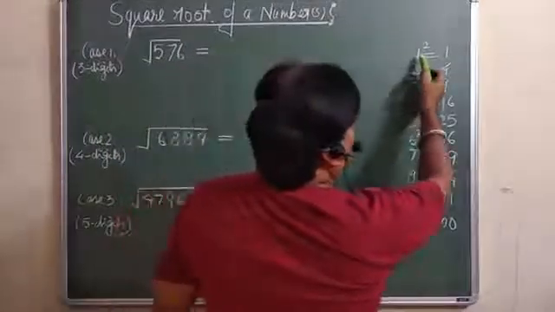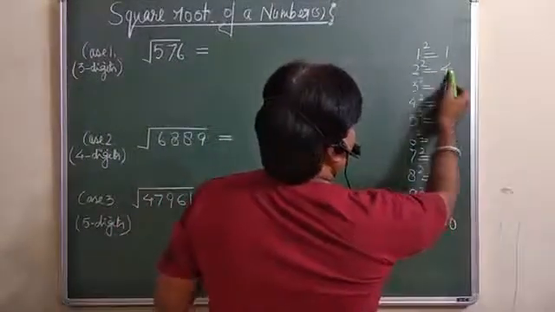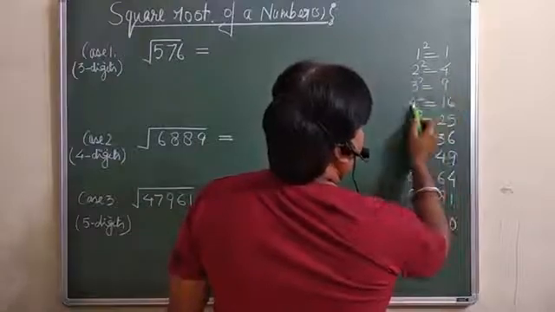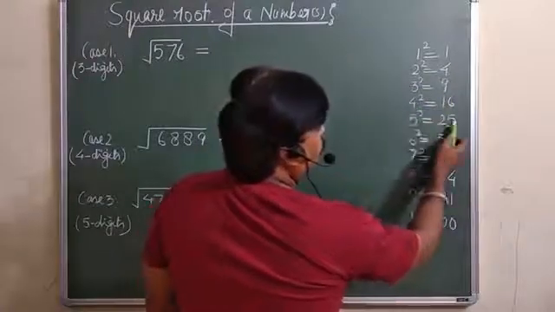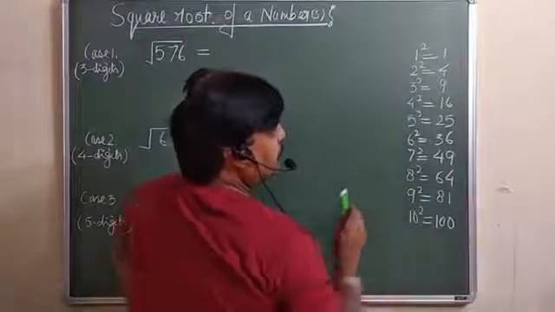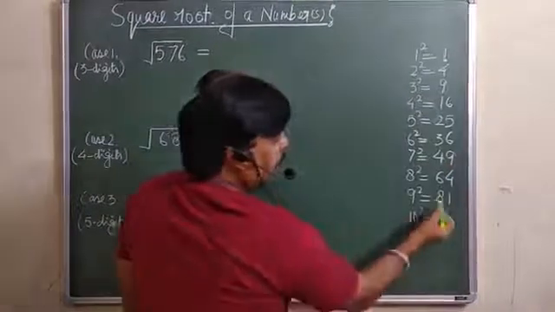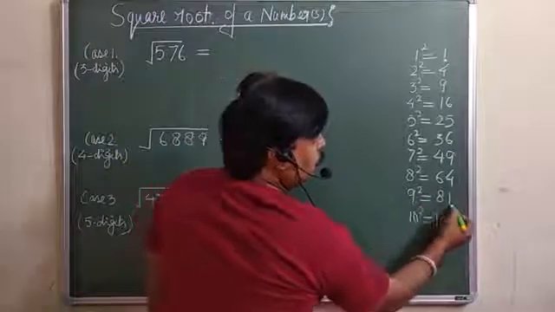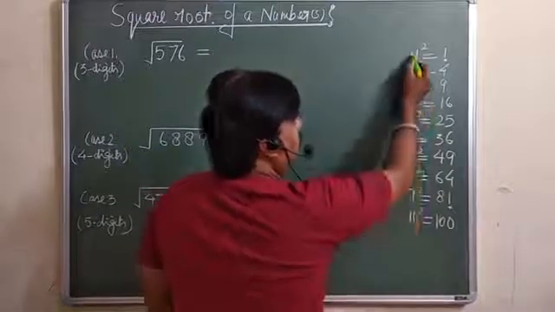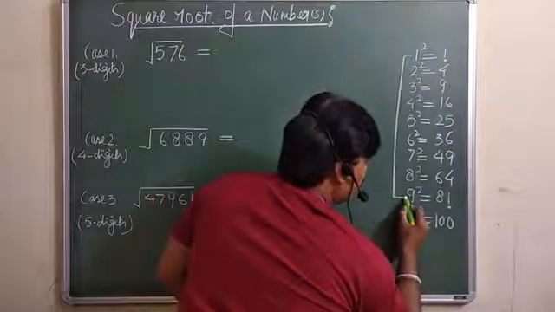You must know the squares: the square of 1 is 1, 2 square is 4, 3 square is 9, 4 square is 16, 5 square is 25. In these numbers, we see that when we do 1 square, the unit place digit is 1, and 9 square also has unit place digit 1. It means these two numbers go together.